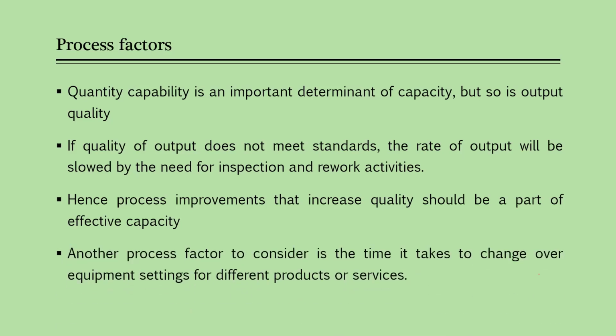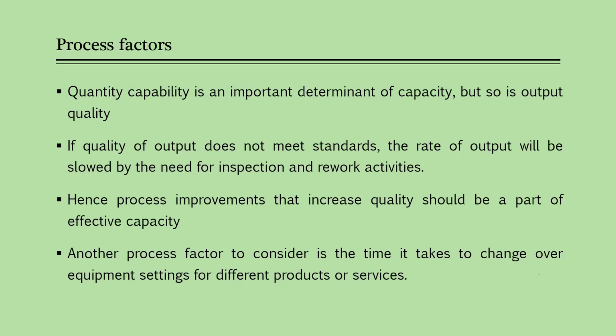Another process factor to consider is the time it takes to change over the equipment setting for different products or services. So just imagine you are given a linen product. Linen is easy to produce, right? Easy to stitch. But if you are given a satin fabric, what will happen? Then it's difficult to use the normal jockey machines. So they have to take another machine to use that particular fabric.